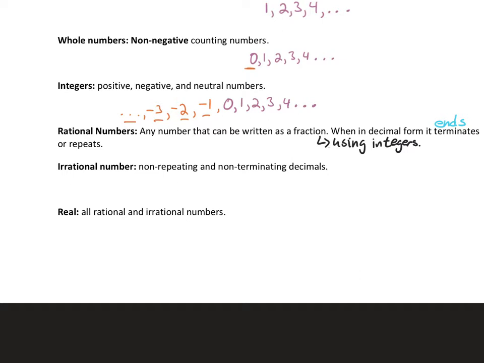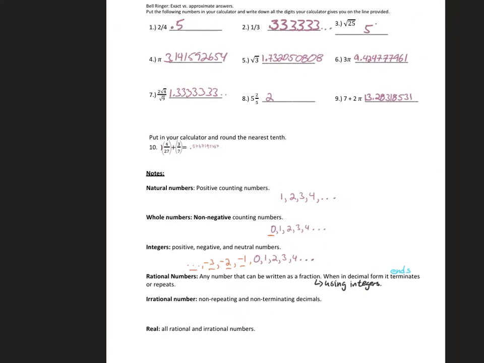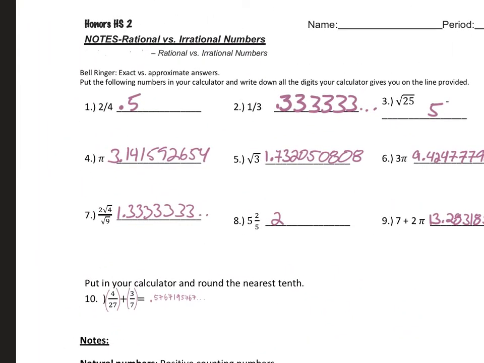So it might not be presented in that form. You might get a number that doesn't look like it's a rational number, but if you can write it as a fraction using integers, then it is a rational number. Also, when you put it in decimal form, it's going to terminate, so it's going to end, or it's going to repeat. So let's take a look at these up here. This one terminates. It is a rational number. We can also see that it can be written as a fraction. This one terminates.